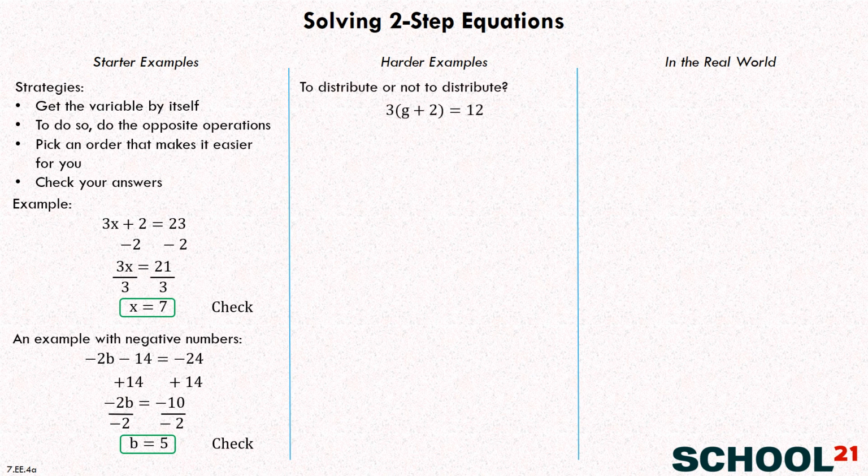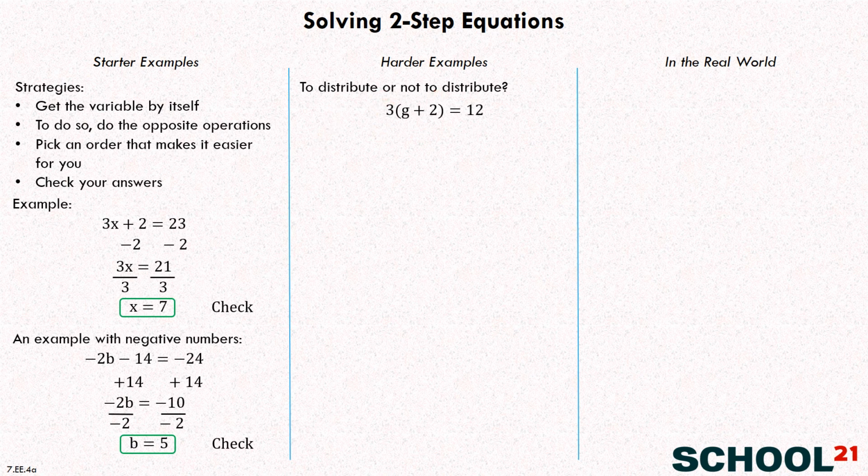So here's an example of a problem we could solve in two different ways. One will take an extra step and one won't. And the real question is, should we distribute or not distribute with what we've got here? So you might take a look at this problem and say, well, 3 times the quantity g plus 2 equals 12. The best thing to do is to go ahead and distribute this 3 to the g and the 2.